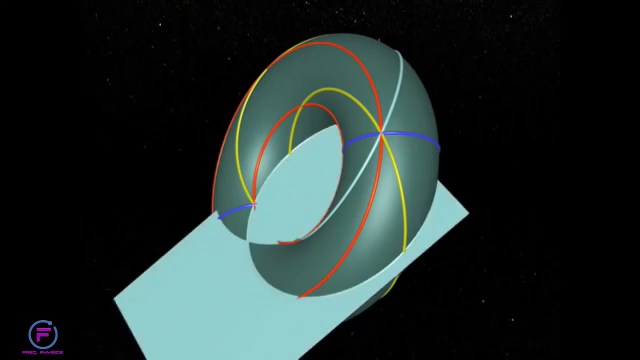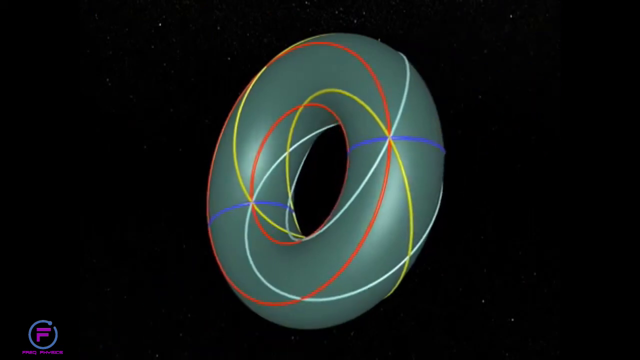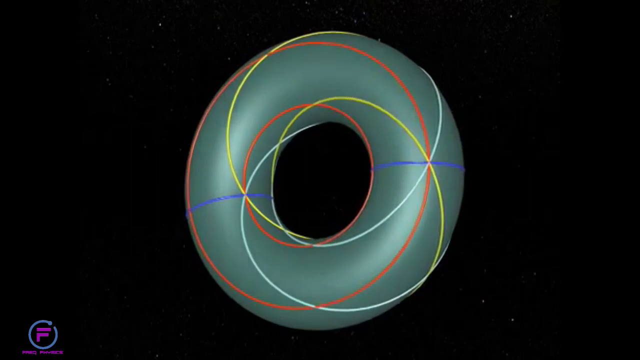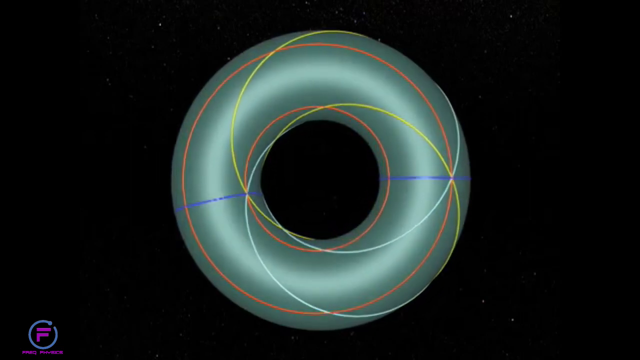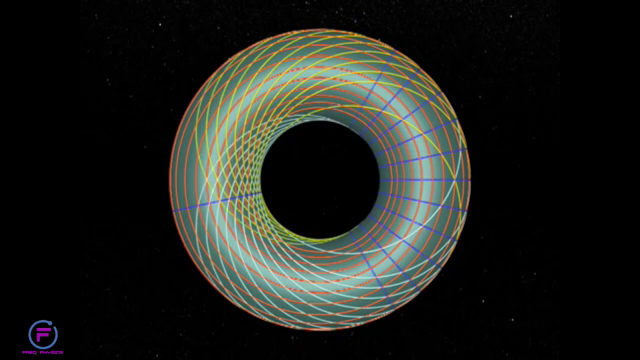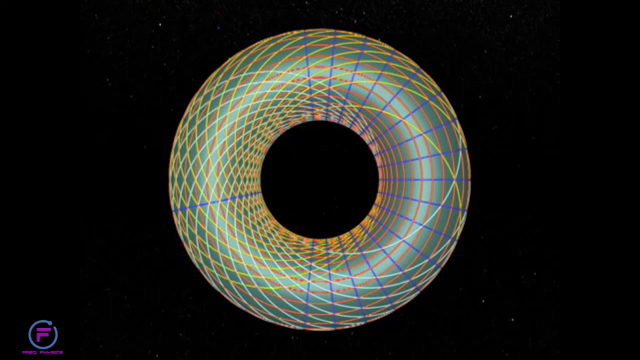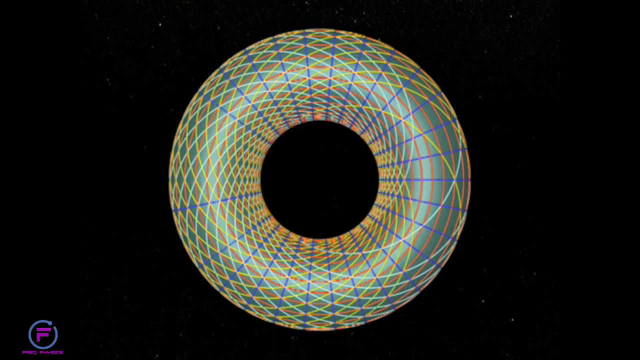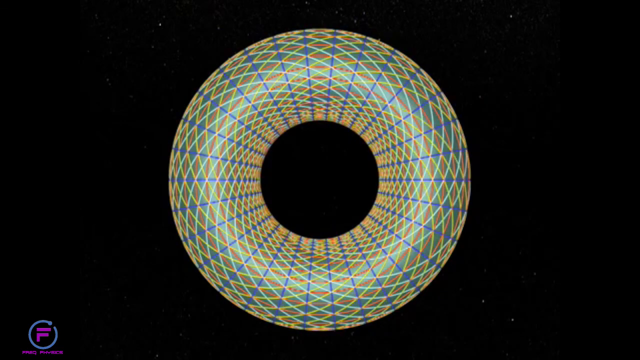Two circles of the same family do not intersect. A blue circle intersects a red circle in a single point. A yellow circle and a white circle intersect in two points. These are Villarceau circles.